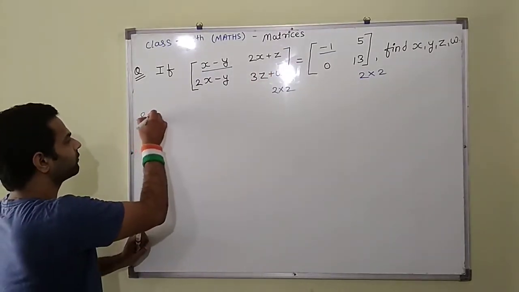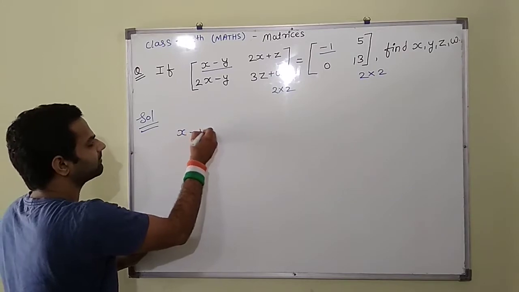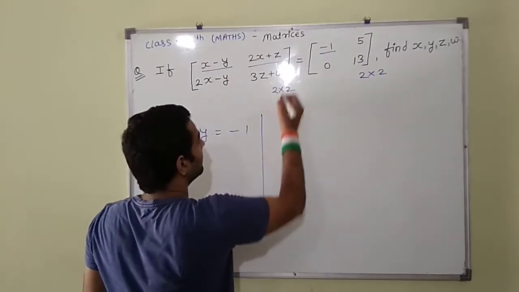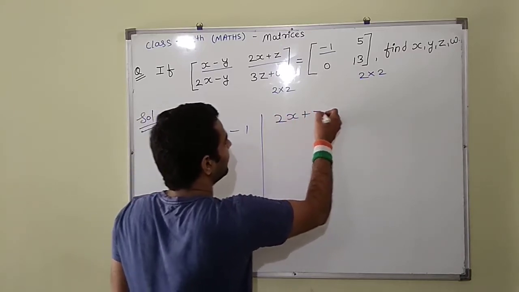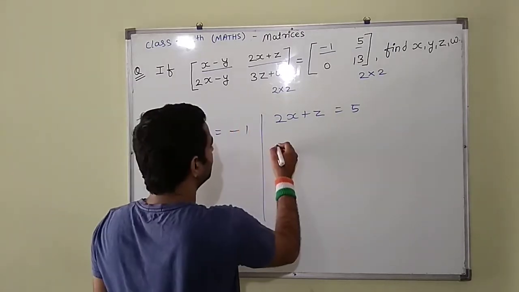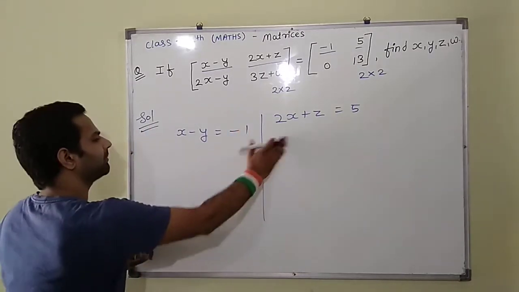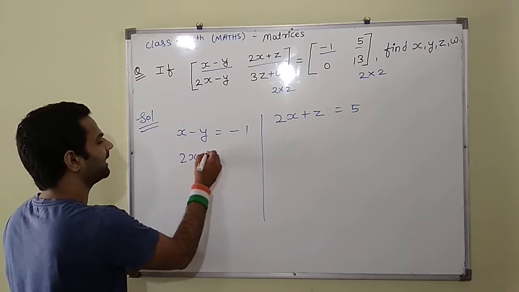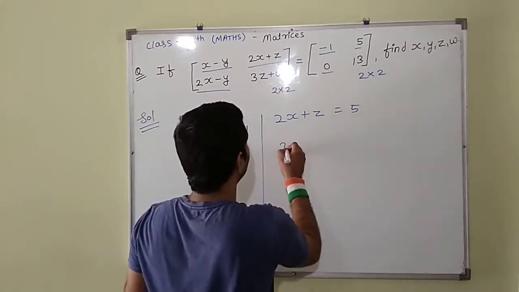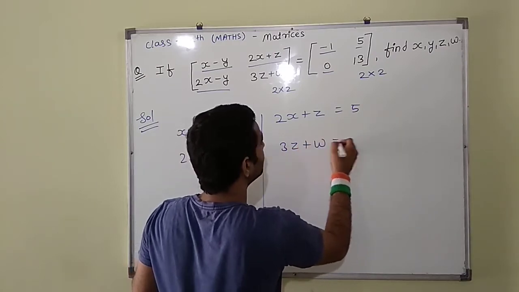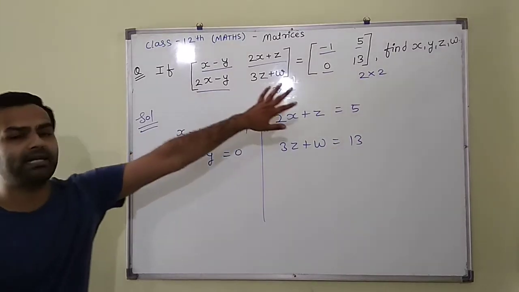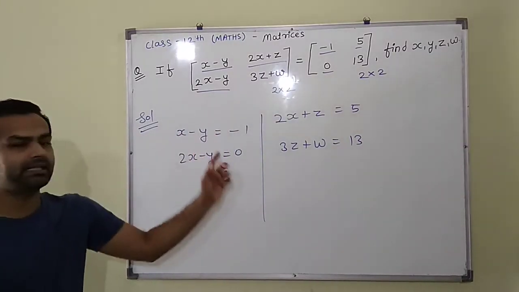So from the condition of equality, x minus y must be equal to minus 1. Now the second condition: 2x plus z must be equal to 5. Okay, third one: 2x minus y must be equal to 0, and 3z plus w is equal to 13. Okay, so here it is already given that these two matrices are equal. So what we did was just put in the conditions of equality.